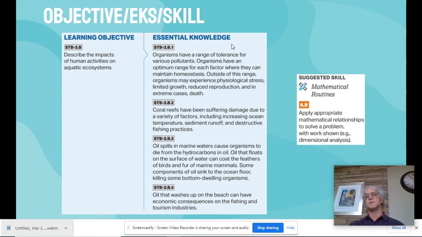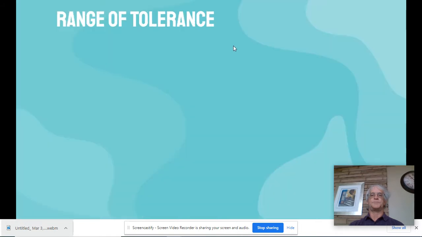The suggested skill here is to apply appropriate mathematical relationships to solve a problem, making sure that you show your work. If you don't show your work, you won't get credit.